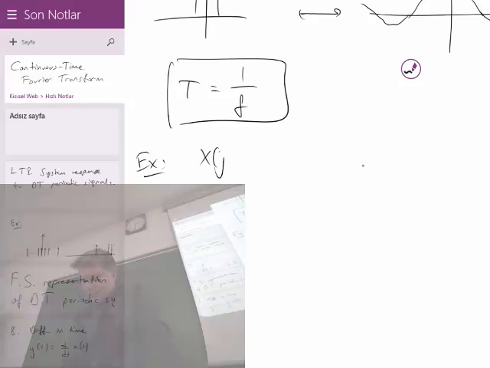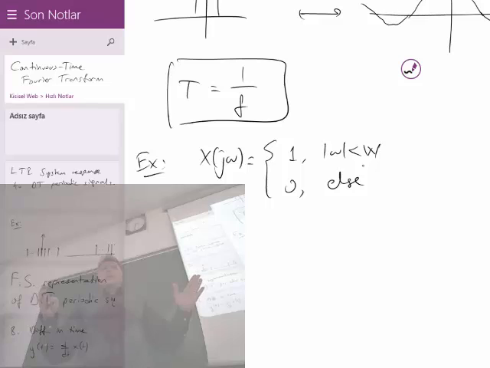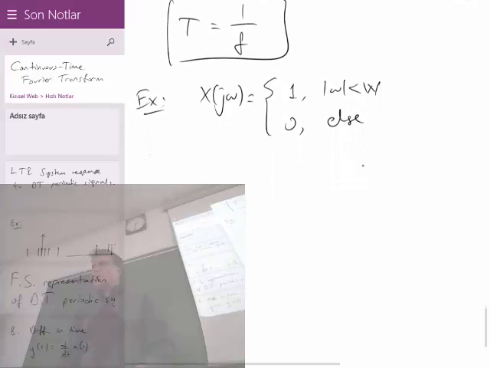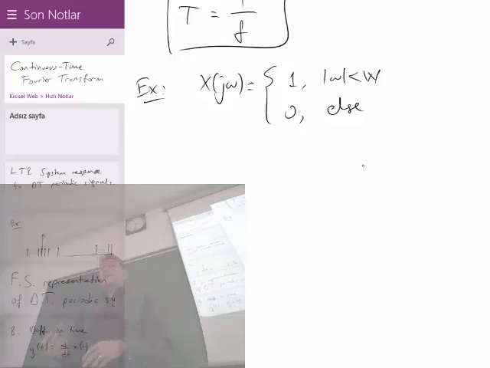Like this: x of j omega is a rectangular shape, one for frequencies less than capital omega and 0 else. So it is an ideal low-pass filter with a bandwidth of w, from minus w to w, a rectangular low-pass signal or a filter. What is the time domain counterpart of that? So what is the impulse response of an ideal low-pass filter? It's an alternative question of that. Because this is an ideal low-pass filter. So what is the impulse response?